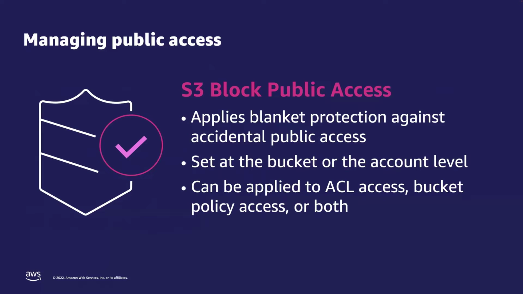So, the very first thing, the main concept for today is block public access. If you take nothing else away from the talk, take this. Go after the talk, turn on the block public access for all your AWS accounts. What is block public access? Amazon S3 block public access is a feature that applies a blanket protection against public access. It guards you against accidental public access. This feature can be set at the bucket level or at the account level. It provides protection against permissions from ACLs, bucket policies, or both.